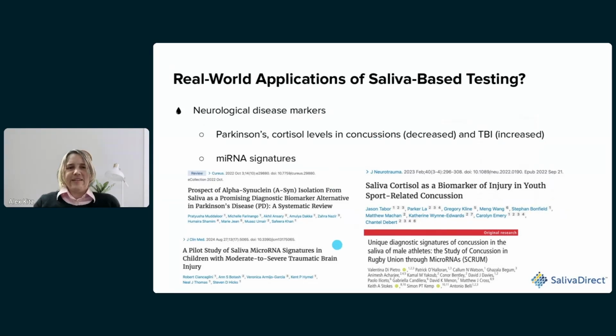There are also studies that focus more on microRNA signatures, both in TBI as well as in concussion, as an additional value to monitor the progression of concussion, the progression of getting better from the concussion, and then subsequently being able to return to play the sport again after being cleared.